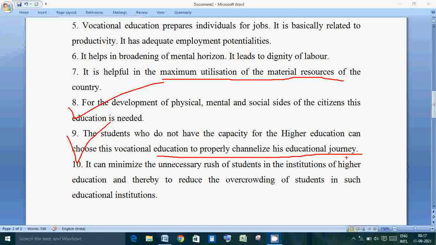Because this education properly channelizes his educational journey or his career.